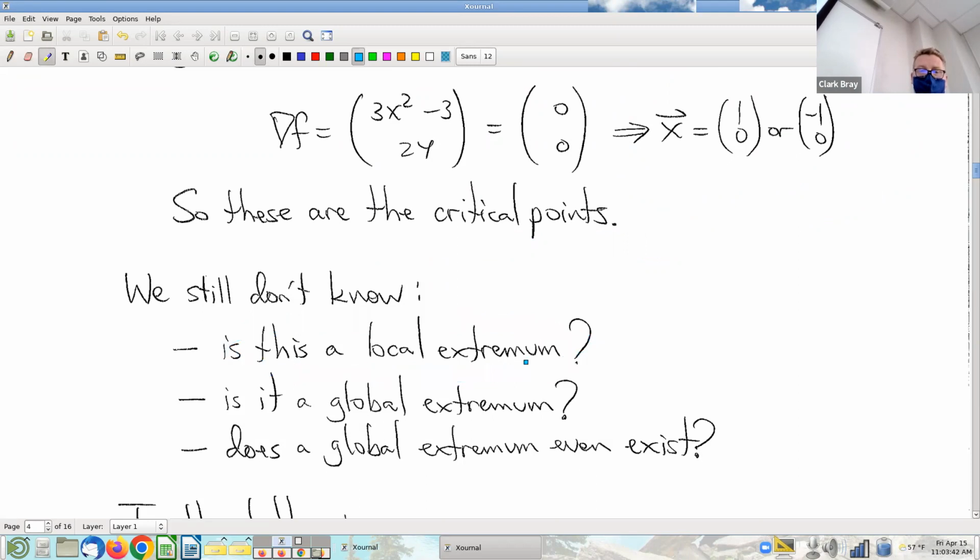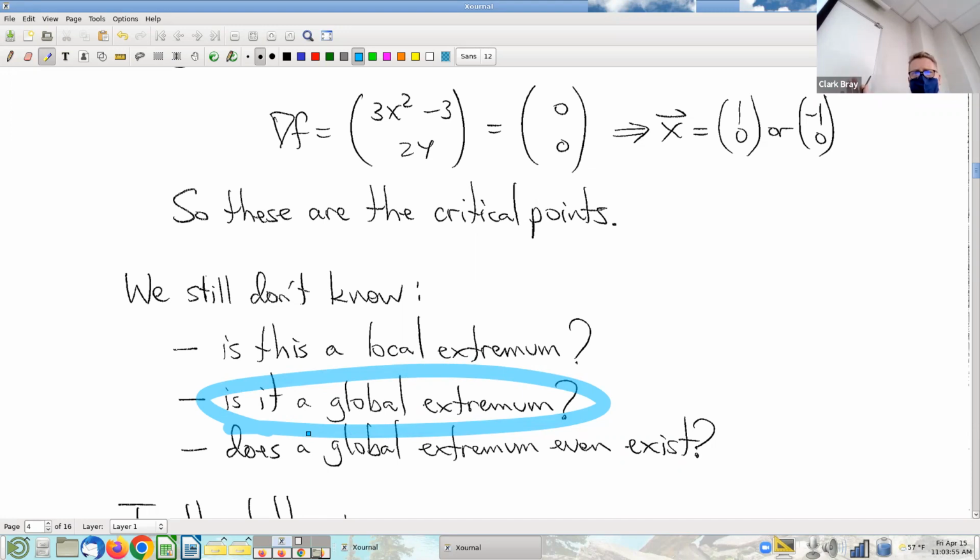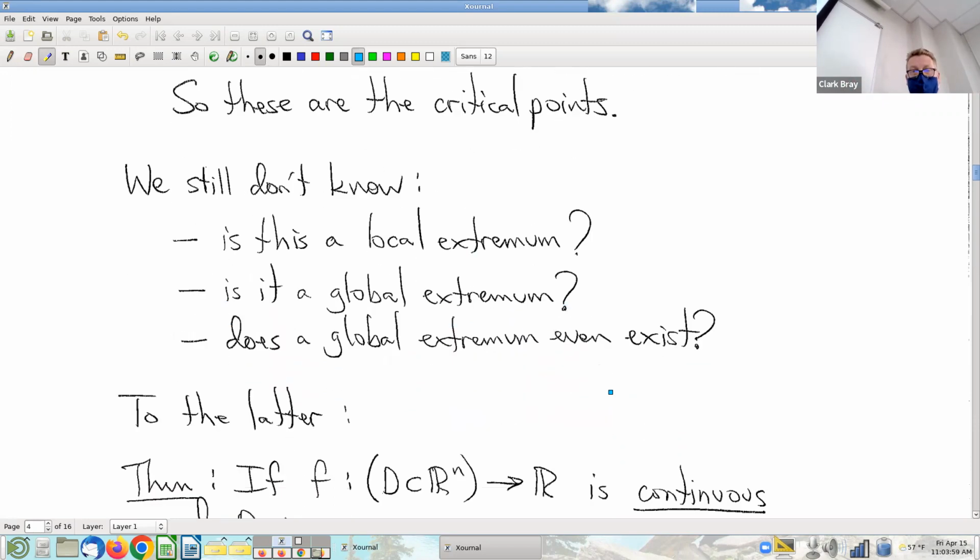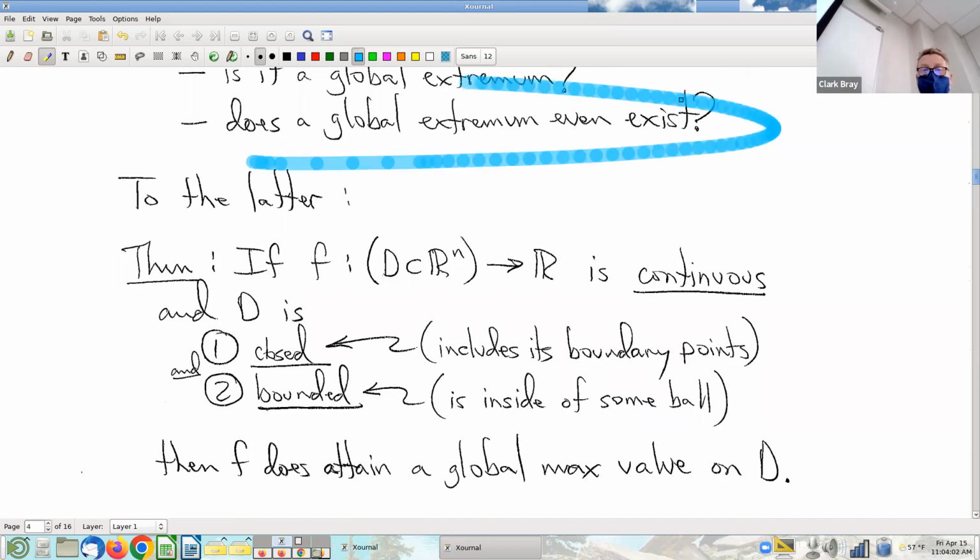Another question we really don't know: even if we knew one of these was a local max, okay, well, yeah, but is it the global max? Is it the biggest value of the function anywhere? Oh my gosh, we have no earthly clue about that. And just to weird you out a little bit more, we don't even know if a global extremum exists. There might not be a maximum. Look at a paraboloid. It doesn't stop, it just keeps getting bigger and bigger. There is no maximum.